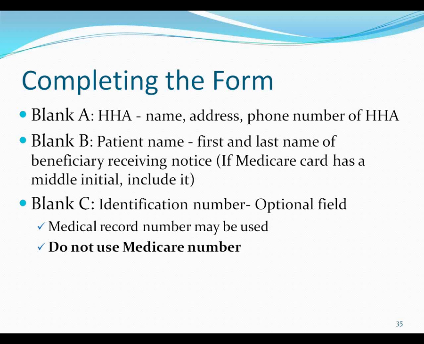And then blank C is the identification number. Just like in the HHCCN, this is an optional field, but you could use the medical record number. But as a reminder, you cannot put the Medicare number or the Social Security number there.